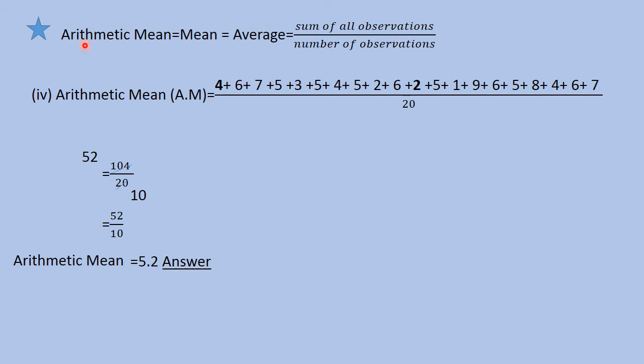Now the formula for arithmetic mean is sum of all observations upon number of observations. So we will write the sum of all observations from the second column of the previous table, upon how many observations there are. There are 20 observations, 20 students. So sum of all observations upon 20.